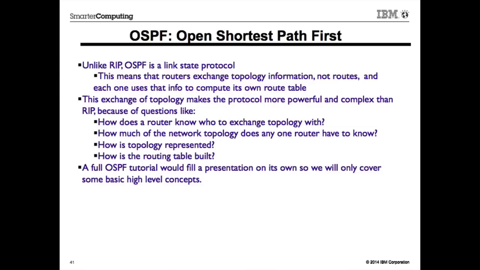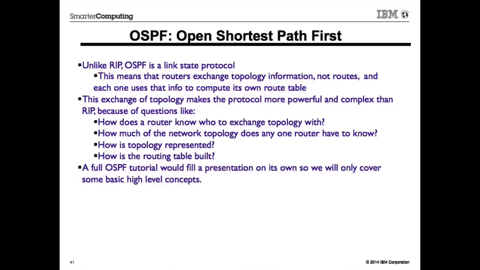So the next protocol is OSPF, which stands for Open Shortest Path First. And OSPF is a link state protocol, which means that routers exchange topology information, not routes. And then each host learns the network topology and then computes its own routing table. So this exchange of topology makes OSPF more powerful, but also more complex than RIP, because now you have to manage a bunch of more things.